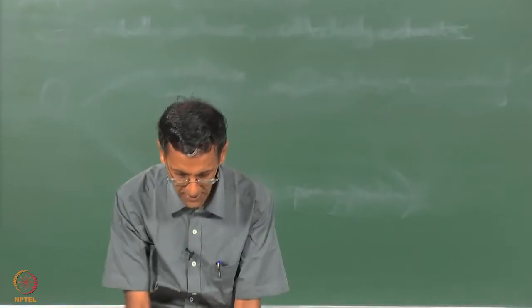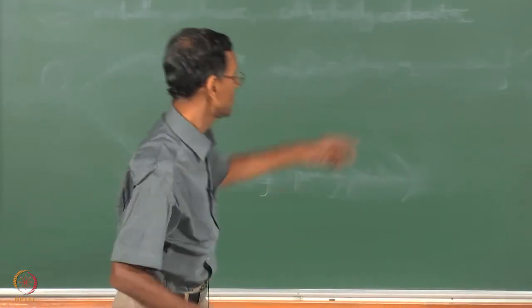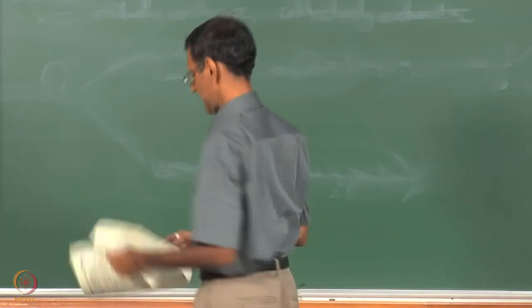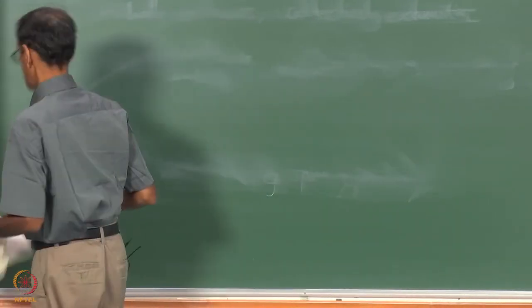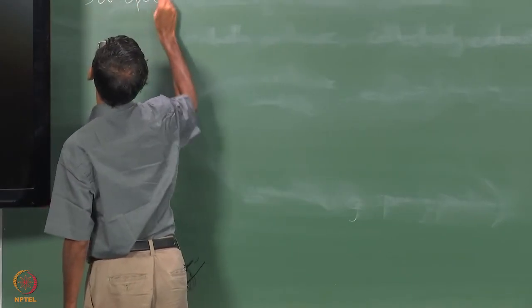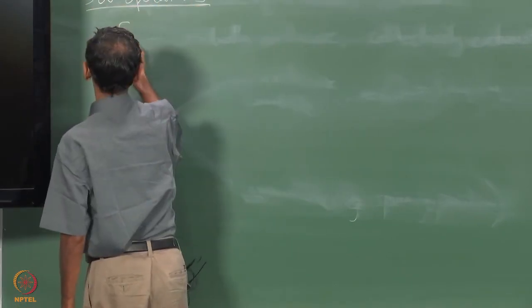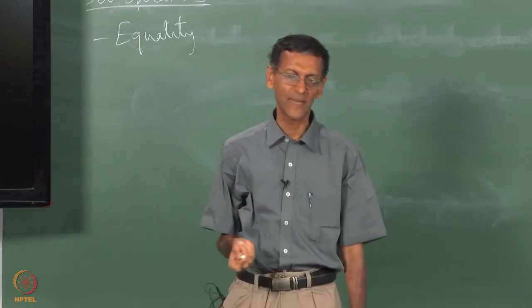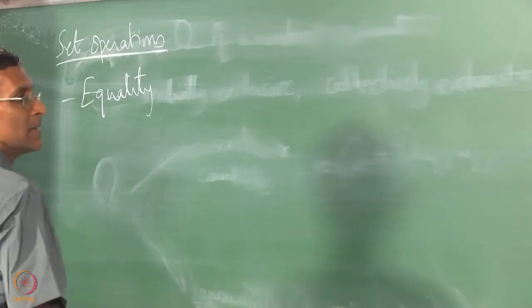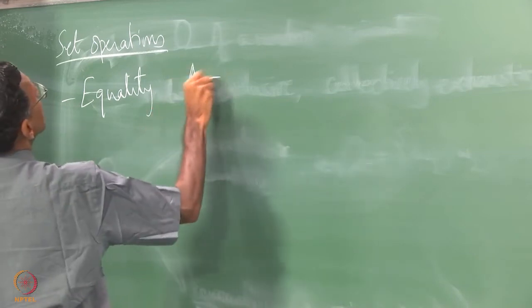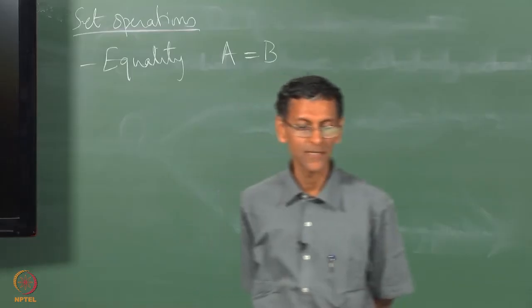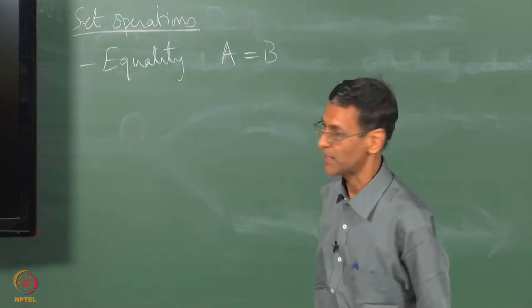So let us quickly go through some set operations that we will need. We have already mentioned union and intersection. Let me start with equality. Of course I mentioned this yesterday. Two sets are equal if and only if they contain the same elements, not the same number, I am sorry. So any two sets can be tested to see if they are equal or not. This will come up in a subtle way in many situations.